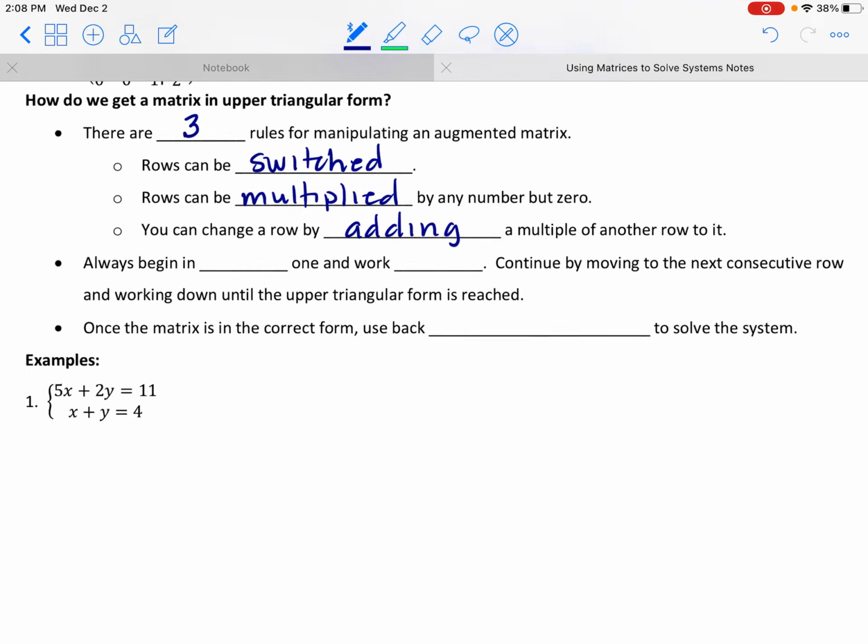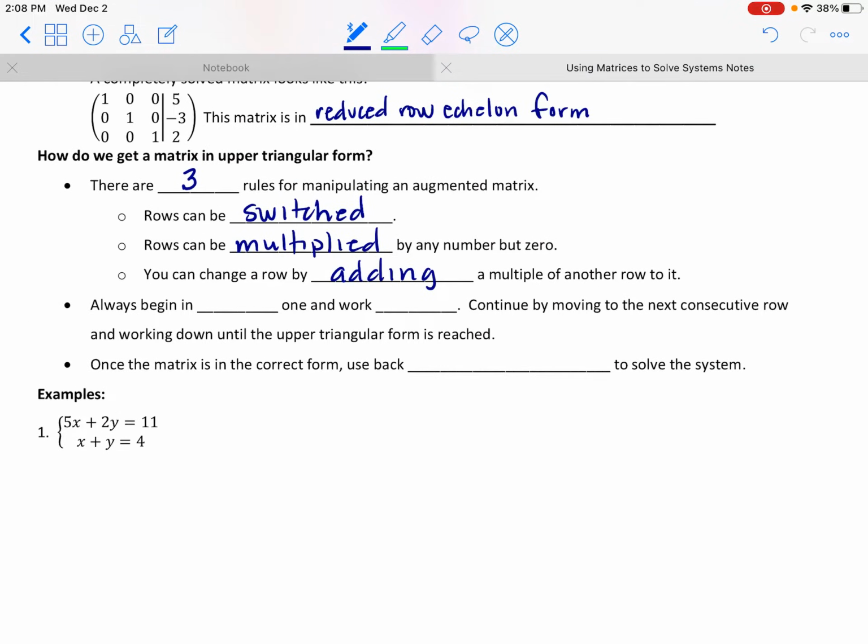Now, the goal is to, again, get our matrix into upper triangular form. So what we want is a 1, a 1, and a 1 in our diagonals, and we want zeros below. So 1, 0, 0, 1, 0, 1. And the order we're going to do is we're going to start in row 1. Okay, so we're going to start by getting this 1 here, and then we're going to work down from there. So start at the top of row 1 and work down.